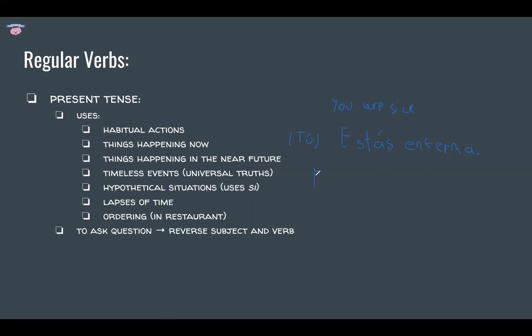So you write estás tú enferma. And as we learned in the first lesson, we will have to add the double question marks. So the question mark in the end and the upside down question mark in the beginning. So this is how you reverse the subject and verb to create a question. To negate a statement, you add no before the verb. So from estás enferma to no estás enferma, you are not sick.